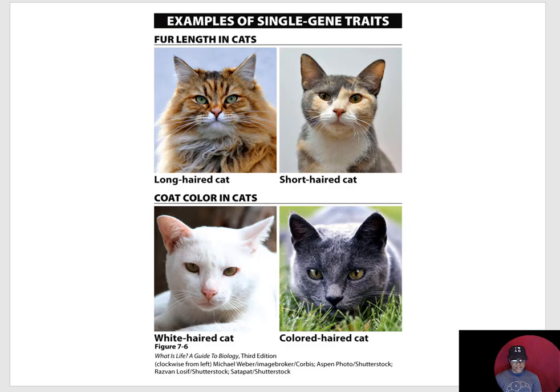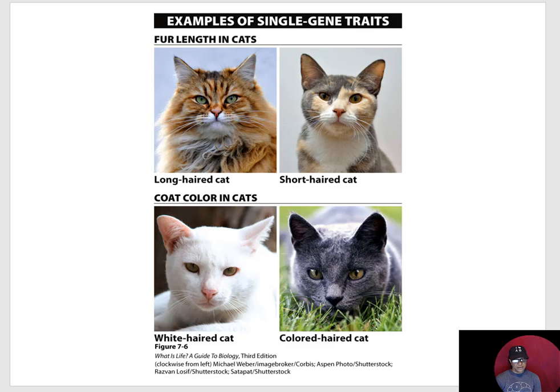So we're looking at cats. Here we're looking at fur length in cats. This is an example of a single gene trait. It's occurring on a single gene, so the gene for fur length. So you can have long hair or you can have short hair. The gene for coat color is also a single gene trait in cats, so we can have a gene for white hair on a cat, or we can have color on the hair of the cat.